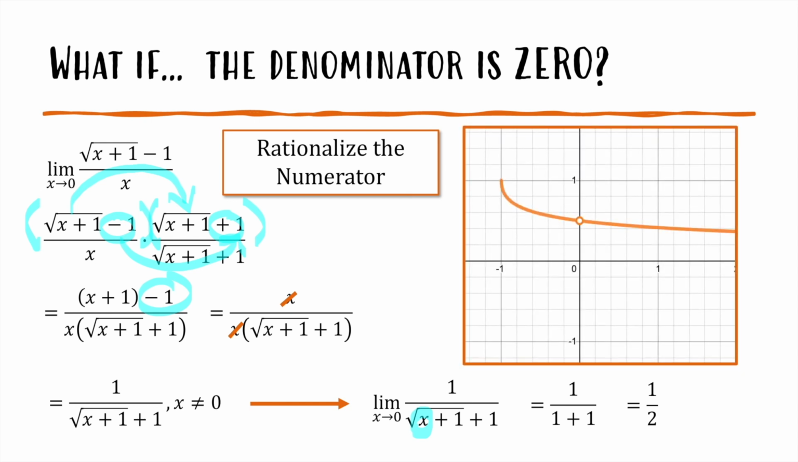So here's the graph of it. And you can see that as the graph approaches 0 from the left and from the right, the value of the graph approaches 1/2. It doesn't actually exist there, but that's where it's headed.